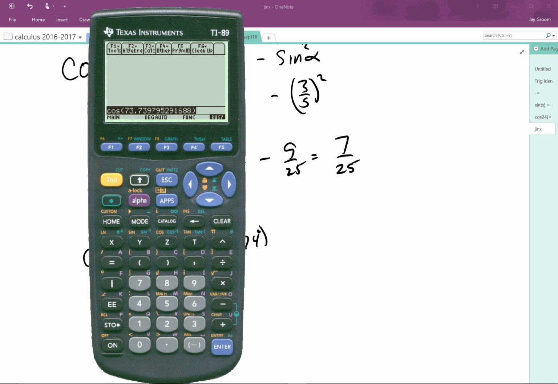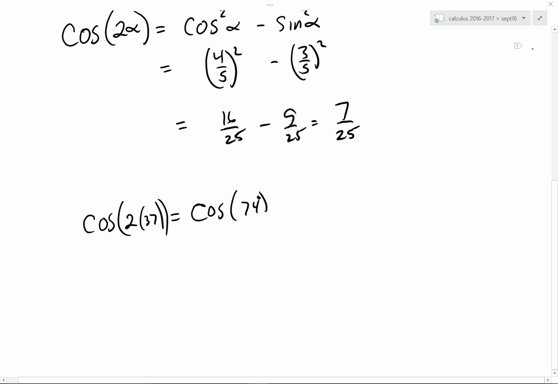Now let's take the cosine of that fella. Let's see what we get. Why, it's 0.28, Mr. Groom. It's 0.28. Geez, I wonder what 7/25 is as a decimal. Oh, you did. Yeah, it is. It's true.